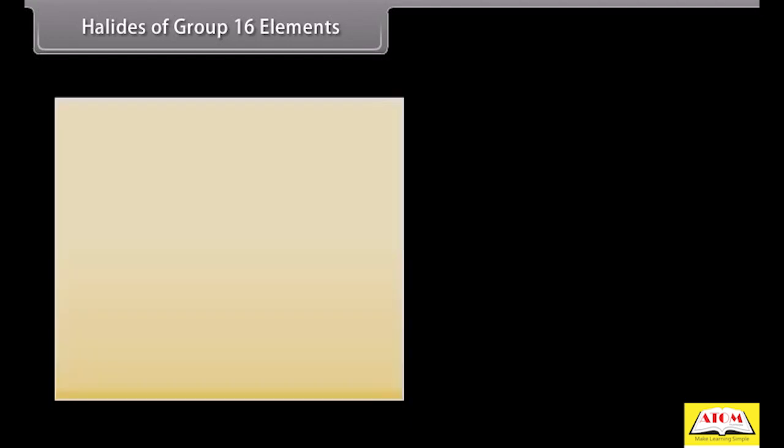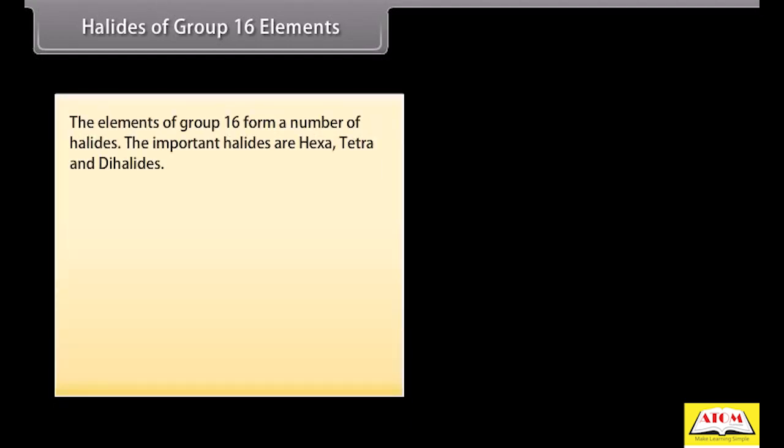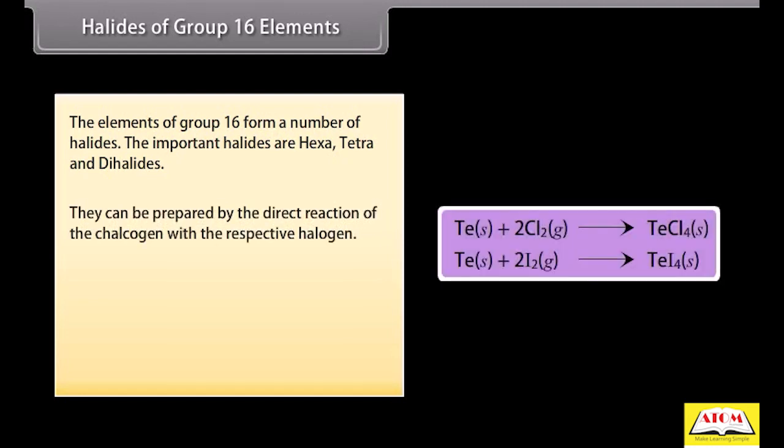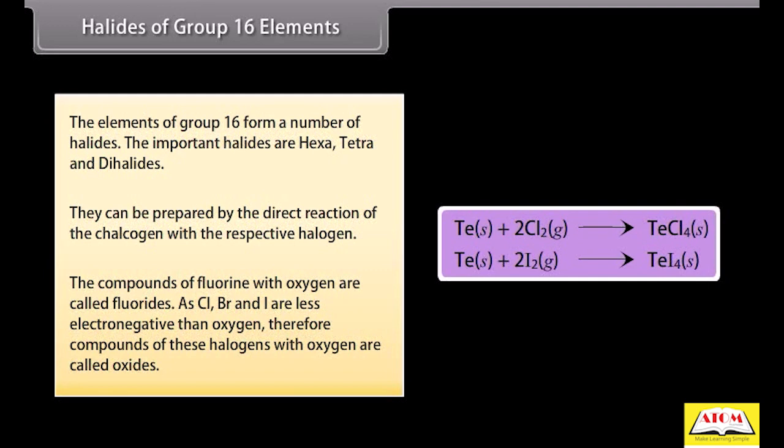Halides of group 16 elements. The elements of group 16 form a number of halides. The important halides are hexa, tetra and dihalides. They can be prepared by the direct reaction of the chalcogen with the respective halogen. The compounds of fluorine with oxygen are called fluorides. As chlorine, bromine and iodine are less electronegative than oxygen, therefore compounds of these halogens with oxygen are called oxides.